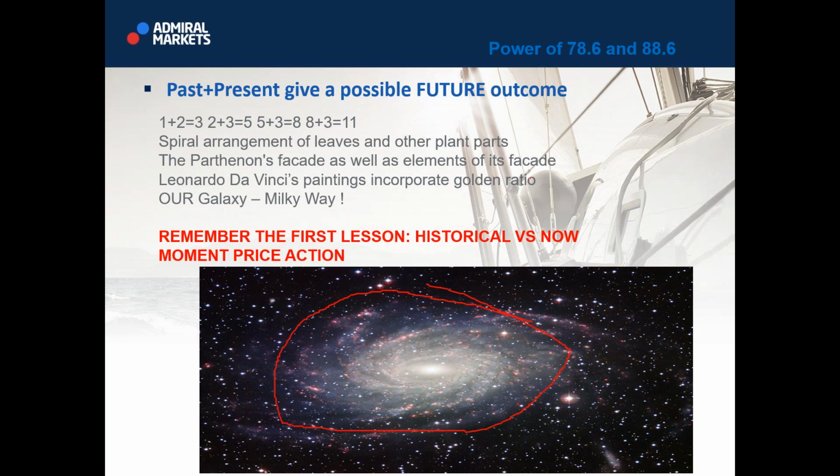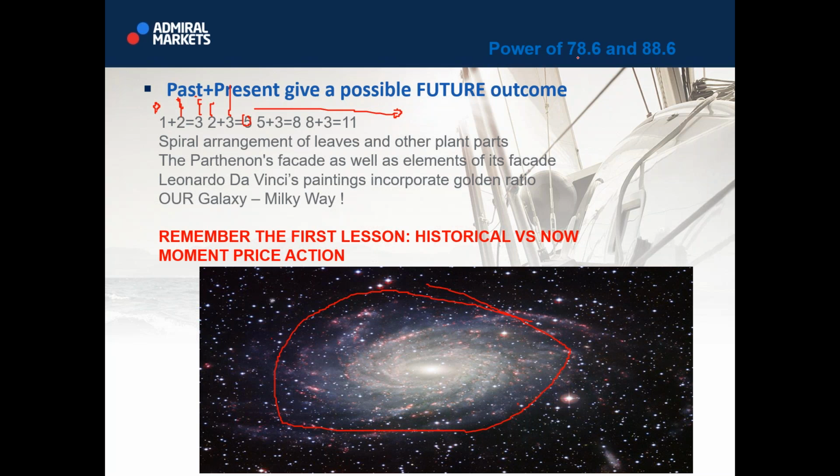Past and present give us a possible future outcome. 1 plus 2 equals 3. Now observe these numbers. This is the Fibonacci sequence. Past, present, equals the future. Okay. Now 2 plus 3 equals 5. The previous present is the past. The previous future number is the present. And this is the future. And we can go like this almost infinitely.